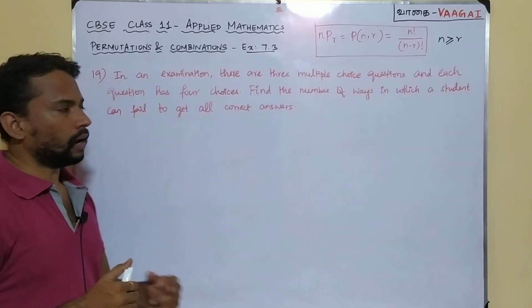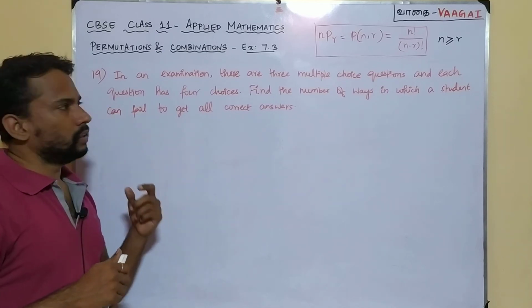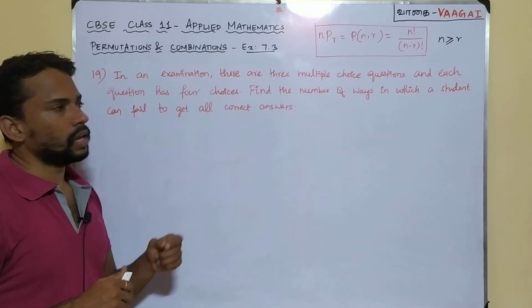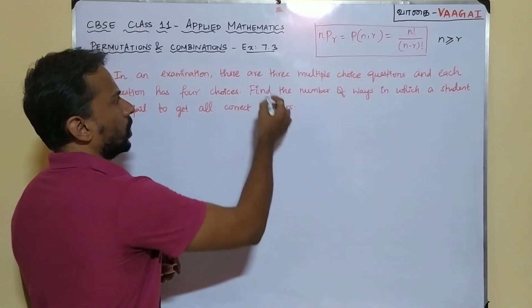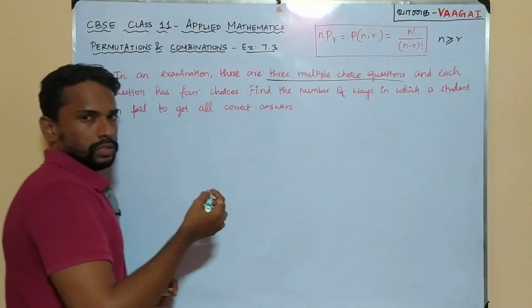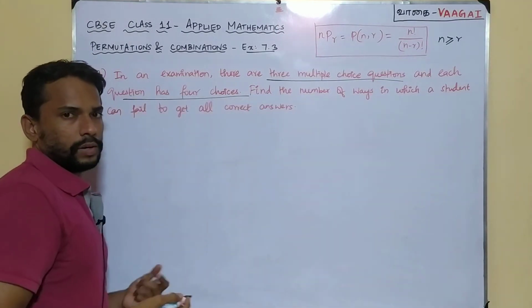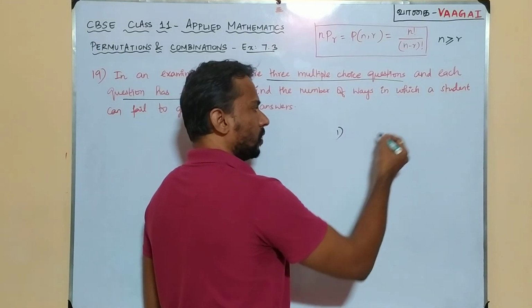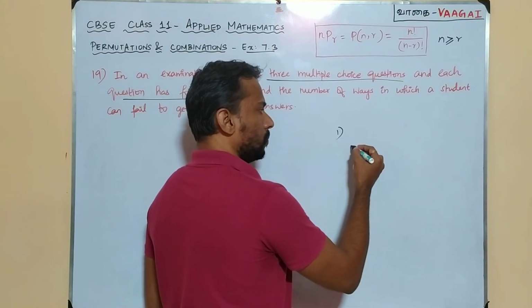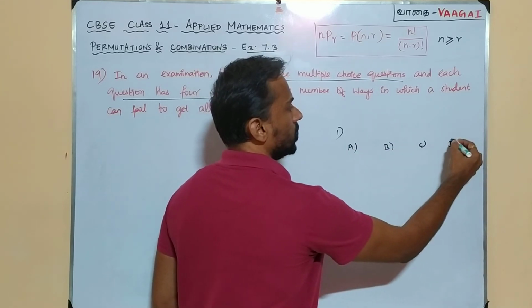Question number 19, another simple as well as an interesting question. In an examination, there are 3 multiple choice questions and each question has 4 choices. So there are 3 multiple choice questions and for each question there are 4 choices. That means how will be the questions? You will have a question number 1, followed by 4 options. Maybe we can name the options as A, B, C and then D.